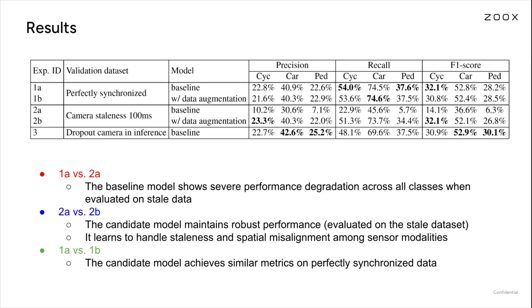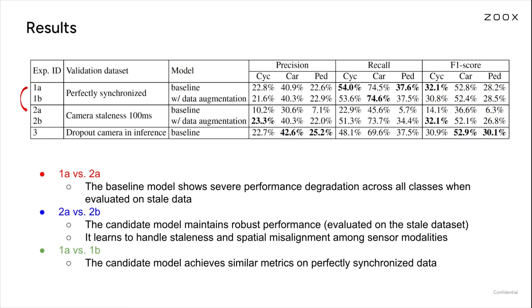Here we compare two models, a baseline model trained with perfectly synchronized sensor data and a candidate model trained with still sensor data augmentation. We cross-validate them on two validation datasets, a perfectly synchronized dataset and a still dataset.